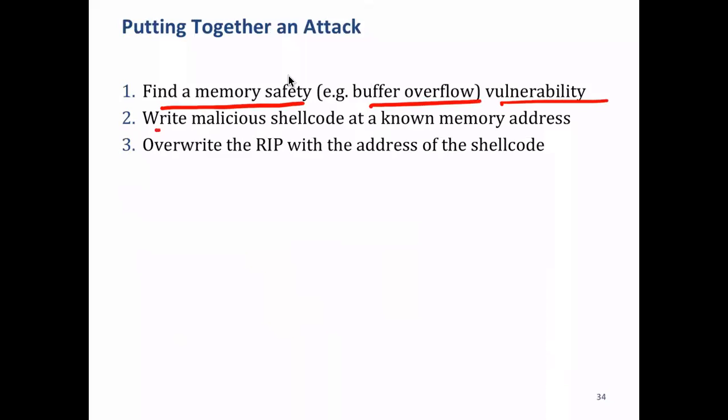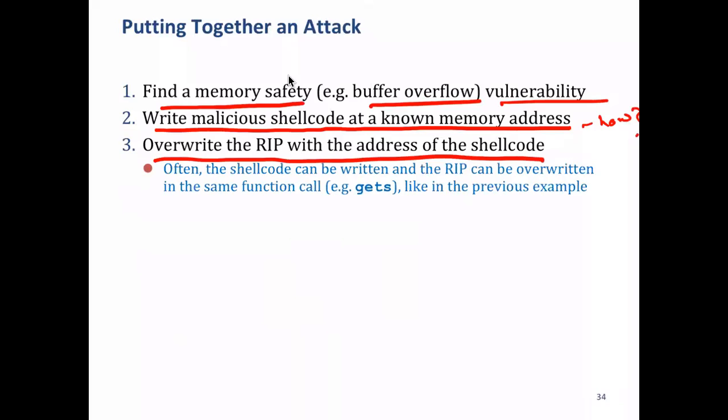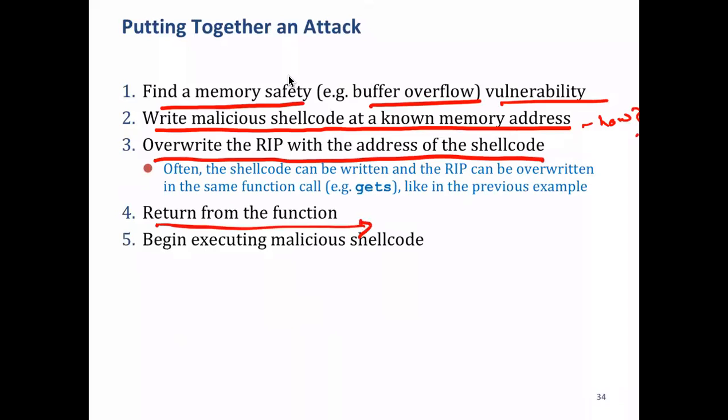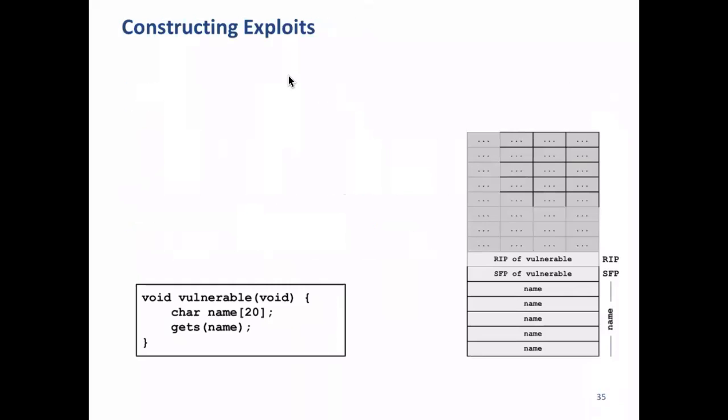Then write malicious shellcode at a known memory address. How? That you can find out, do a little bit of googling. We'll tell you one way. Override the RIP with the address of the shellcode. Then return from the function. Then obviously the return goes to the malicious shellcode. That's it, right? So let's look at this example.